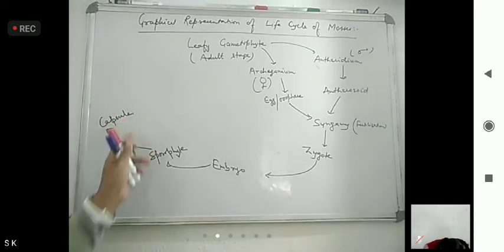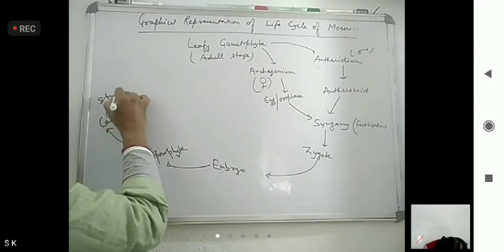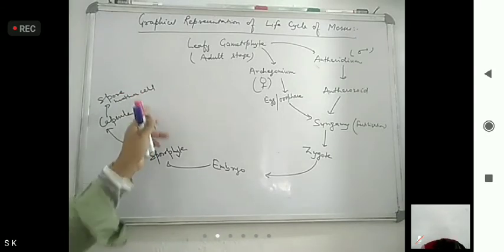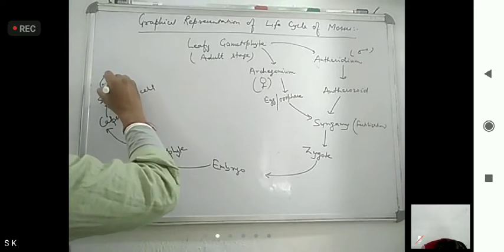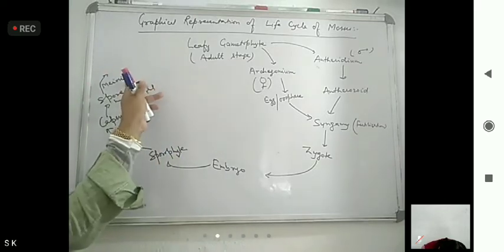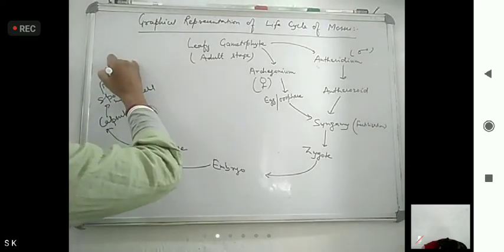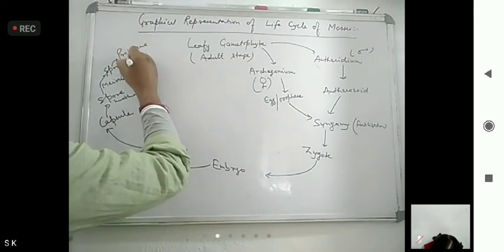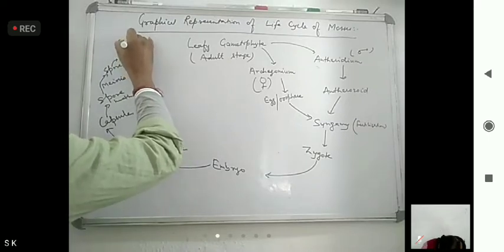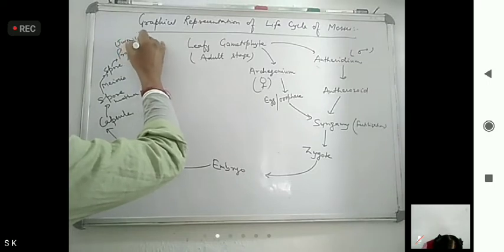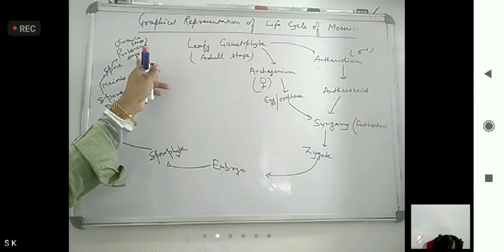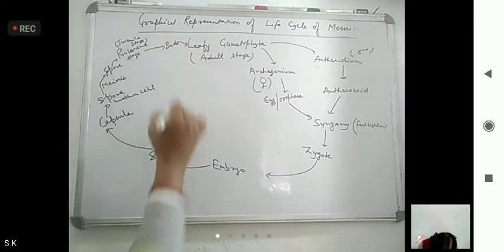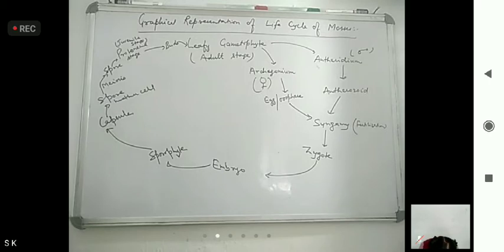Then this sporophyte contains what? Capsule. Now this capsule contains spore mother cell. Now this spore mother cell goes into meiosis or a reduction division. Meiosis occurs, and this meiosis forms spores. This spore forms the protonema stage, that is the juvenile stage. This protonema stage forms buds, and these buds ultimately turn into leafy gametophyte or adult stage.